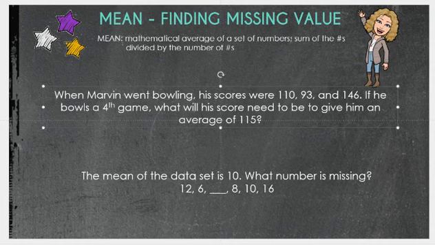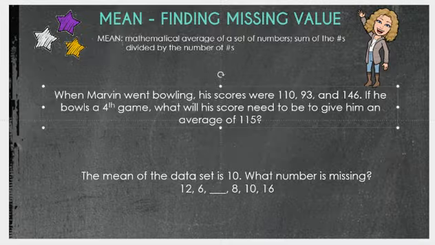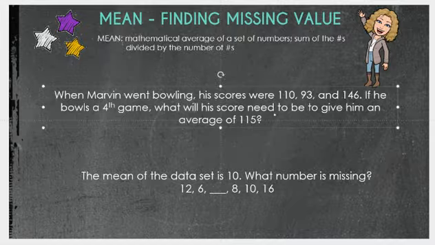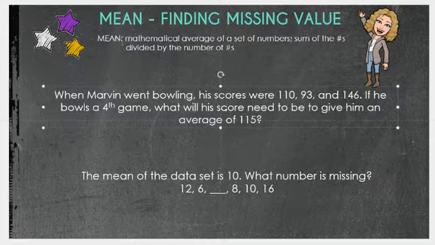A look at just a couple of mean questions where you have to find the missing value, just in case you do end up coming across any of these problems with your students in 6th grade. So our first question is, when Marvin went bowling, his scores were 110, 93, and 146. If he bowls a 4th game, what will his score need to be to give him an average of 115?